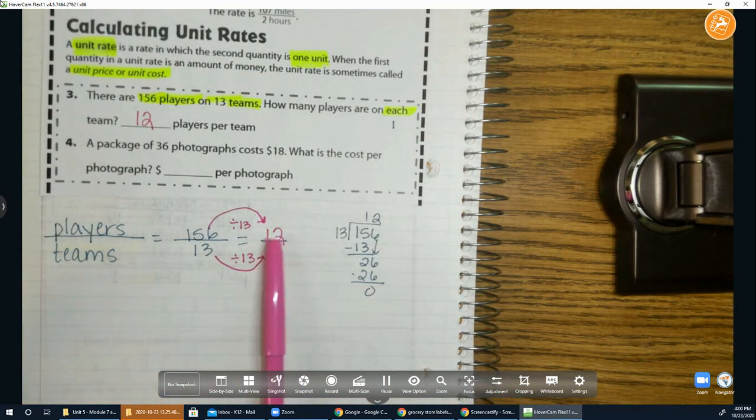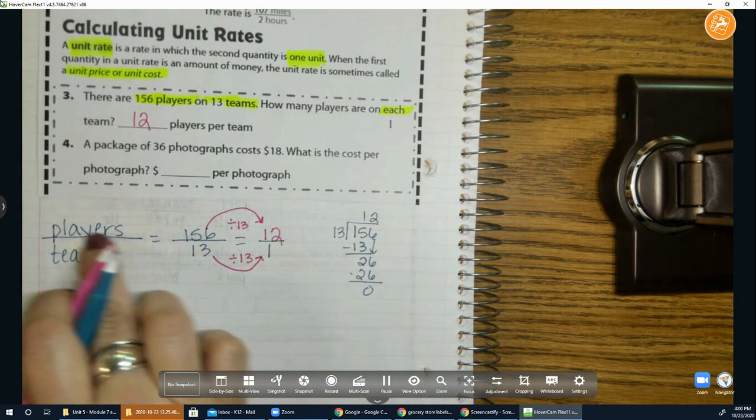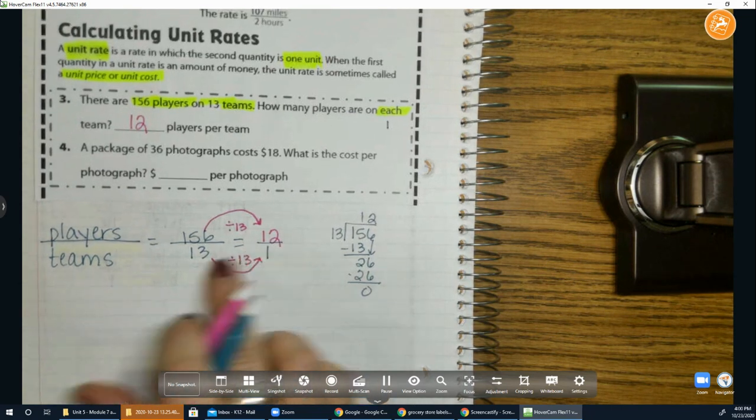Do you see how nice and easy it is when I set things up? If you set it up in nice, neat order, you're going to be able to visually see it. And then you could go back and say, oh, this 12 represents the players. This 1 is for one team.